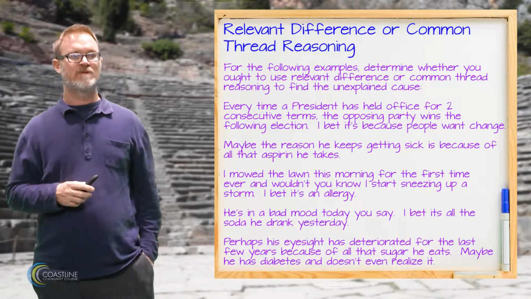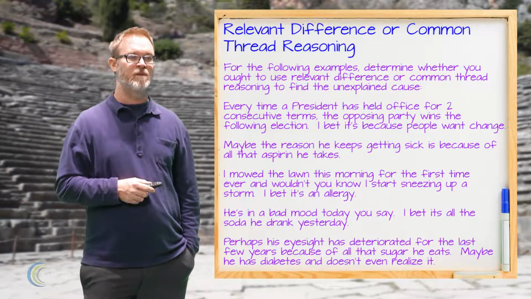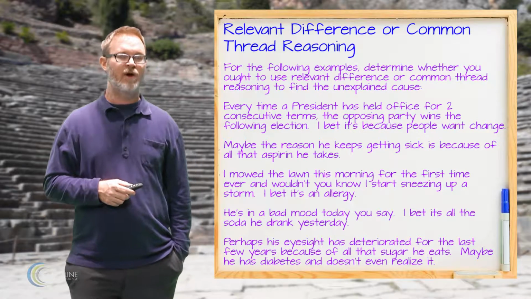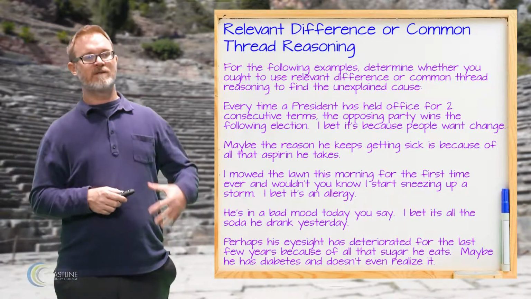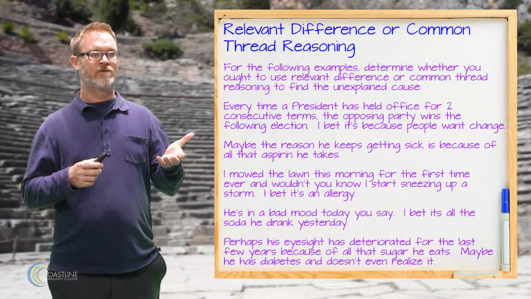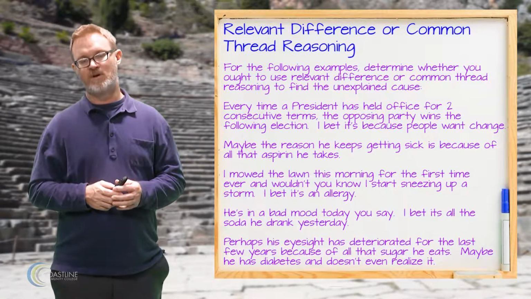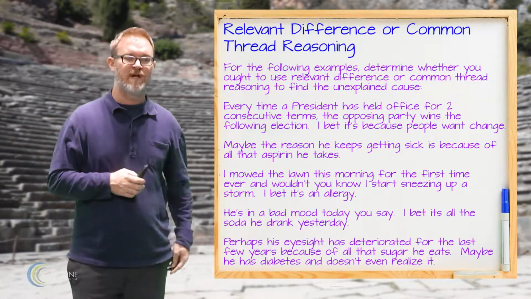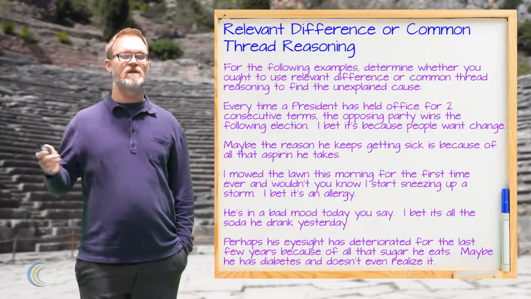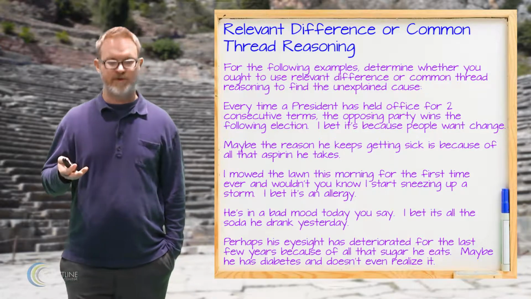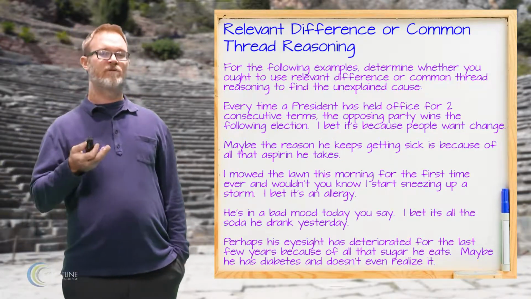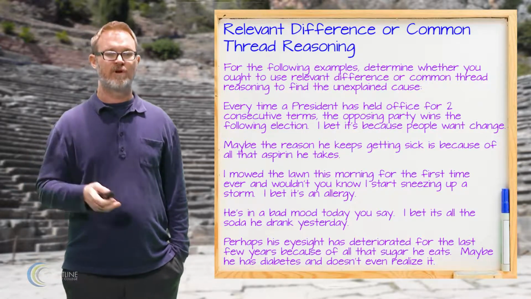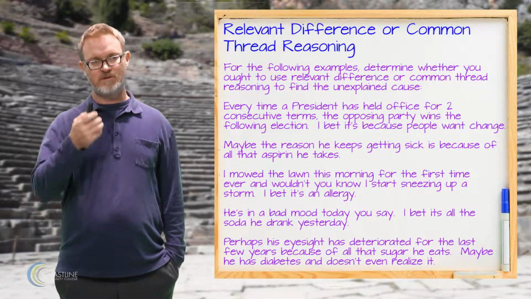The next example, it says, I mowed the lawn this morning for the first time ever, and wouldn't you know, I start sneezing up a storm. I bet it's an allergy, right? So here it says, I mowed the lawn this morning for the very first time ever, right? So this is the very first time this has ever occurred, right? And he starts sneezing. So of course, this would be relevant difference reasoning, right? We use relevant difference reasoning to find the cause of something when we have an effect that's occurred for the very first time, like in this case, okay?